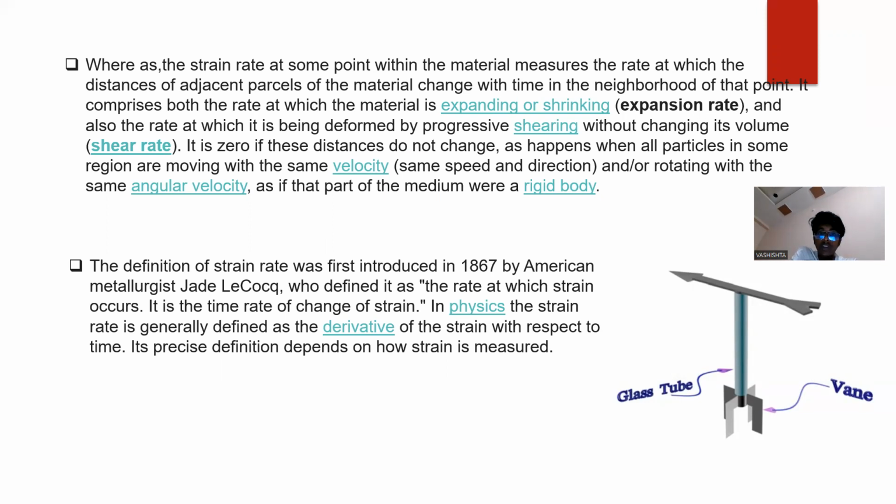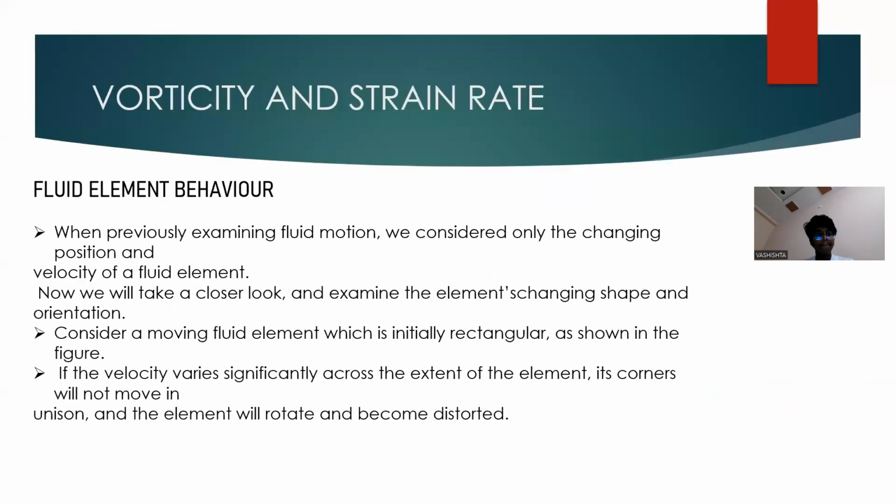The definition of strain rate was first introduced in 1867 by the American metallurgist J. Lecocq, who defined it as the rate at which strain occurs. It is the time rate of change of strain. In physics, the strain rate is generally defined as the derivative of strain with respect to time. Its precise definition depends on how strain is measured.